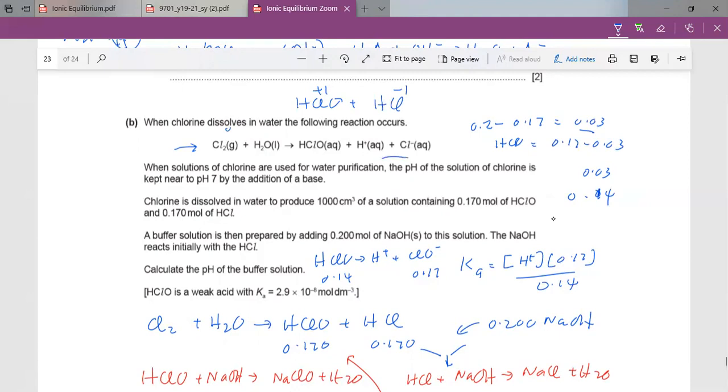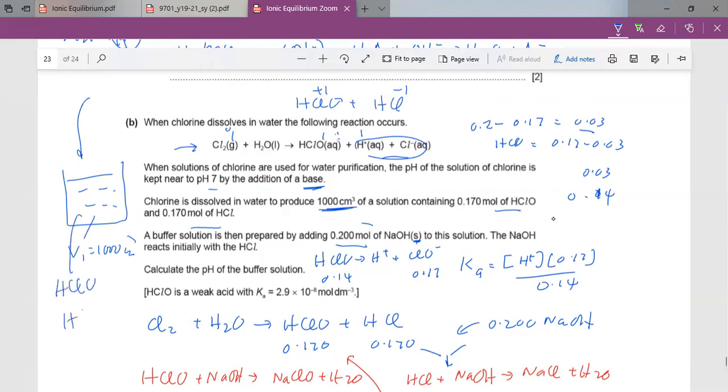When solutions of chlorine are used in water preparation, the pH of the solution of chlorine is nearly kept at 7 by adding a base. It means it acts like a buffer. Chlorine dissolved in water to produce, remember here, it's one liter. The volume is important because of concentration. So the volume is 1,000 cm cubed, containing 0.17 moles of this one here, and the same, because one mole gives you one mole. This is HCl actually. Buffer solution is then prepared by putting in moles. This is a solid. That means I'm putting inside here, this contains what?